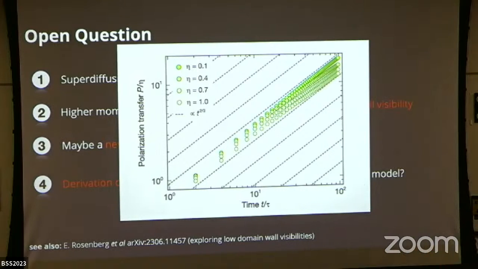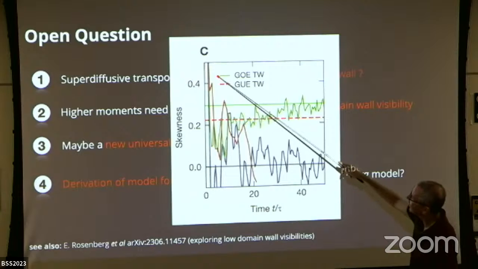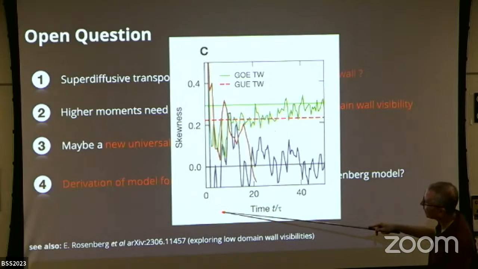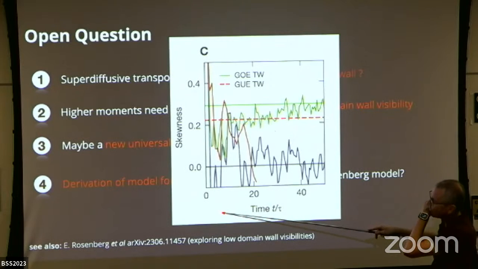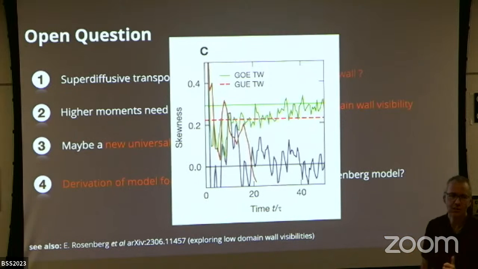Open question. Another open question is the skewness. What the Google team was looking at, especially, was the low domain wall visibility case, and they indeed see a very rapid drop of the skewness of the distribution function, and it's just staying 0 for them. But in their case, they can only do rather medium or short time evolutions, up to 20 tau or 25 tau. What I showed you was up to 50 evolution times.